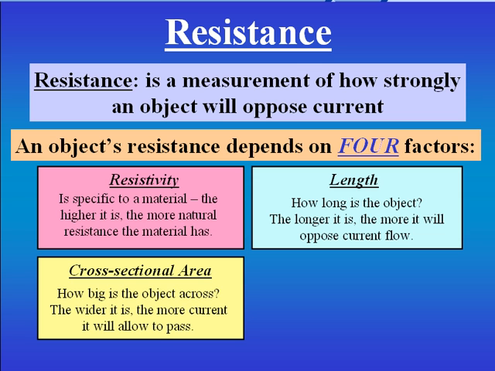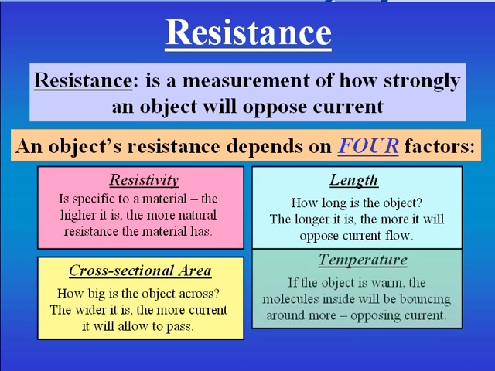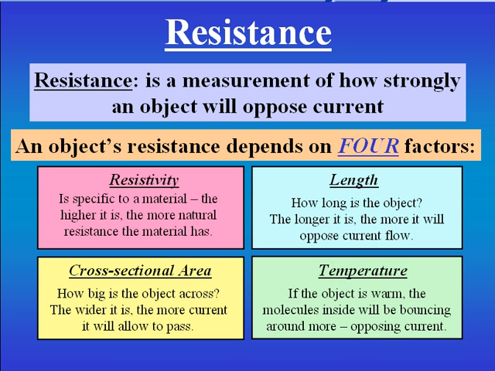The third is cross-sectional area. How big across is it? The wider it is, the more current will be allowed to pass. Think about a hose. If you're trying to shoot water through a little garden hose versus a fire hose, a big fire hose will allow more water to come through because it has a bigger cross-sectional area. And last but not least, the temperature. If the object is warm, the molecules inside will be bouncing around more, which causes an opposition to current. Remember, we talked about electrons being transferred one to the other by bouncing off of each other. So higher temperature means you're going to get more of that kind of electron drift that we talked about earlier.